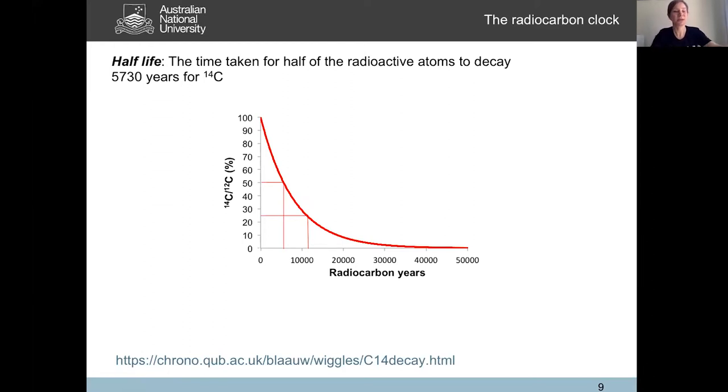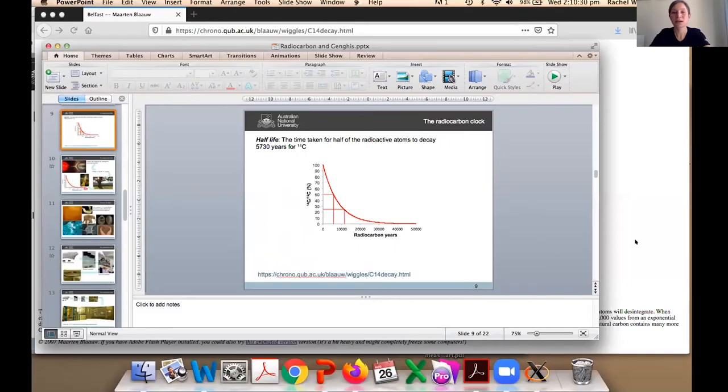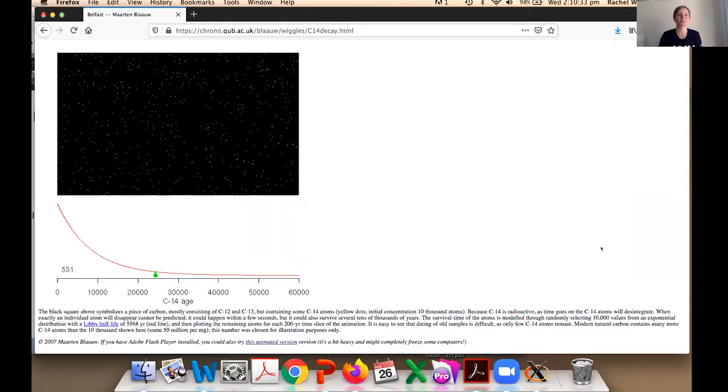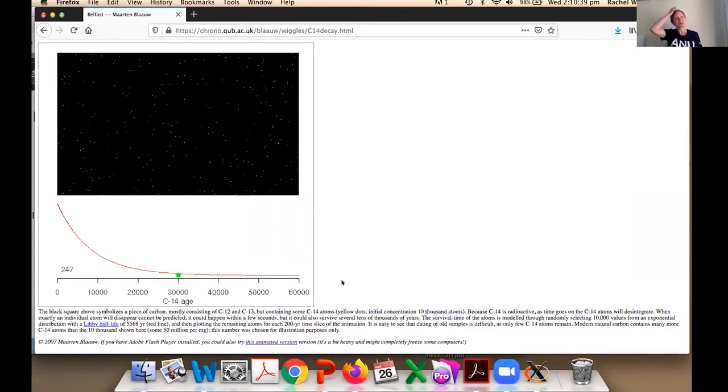Now I'm just going to exit my PowerPoint, because there is a really nice little movie of what this would look like. Let me see if I can start that again. No, I can't. Okay, so in this little display, we can see our exponential decay curve down here. And in this box up here, you can think of this as a sample of carbon. And the little yellow spots are your carbon-14 atoms. We'll just wait for it to finish and then start again. And you'll see why we can only date to 50,000 years with radiocarbon.